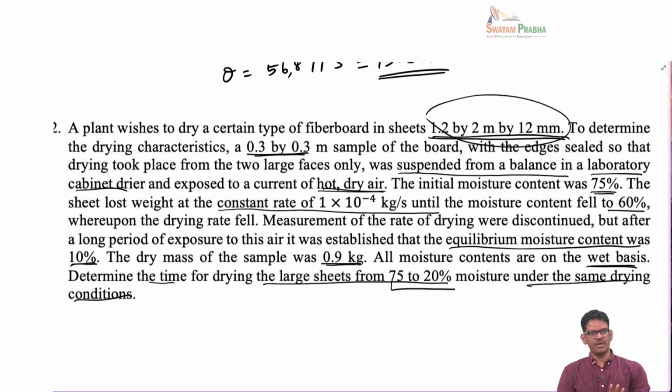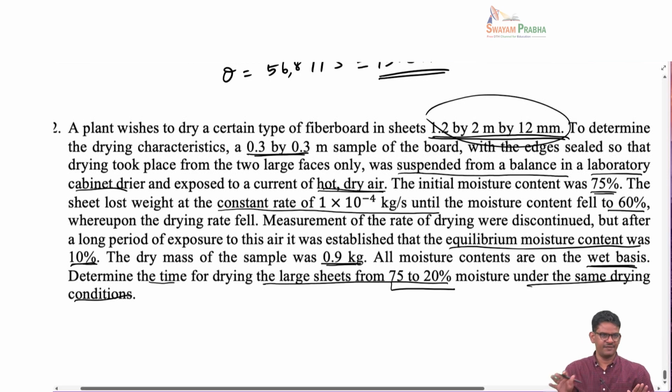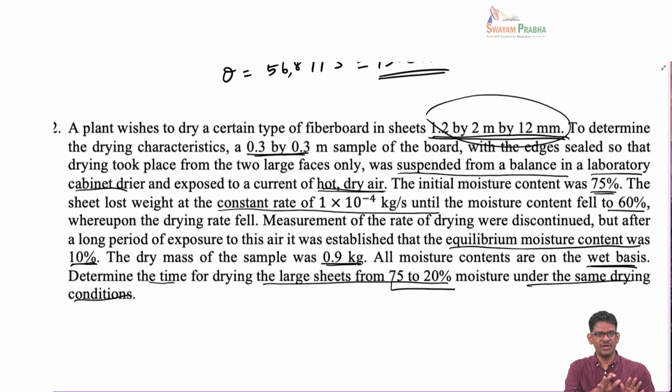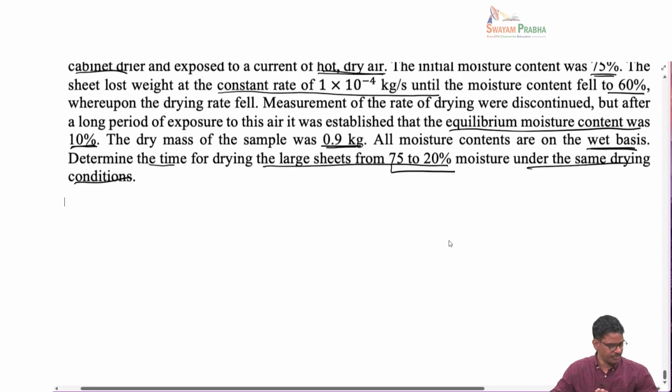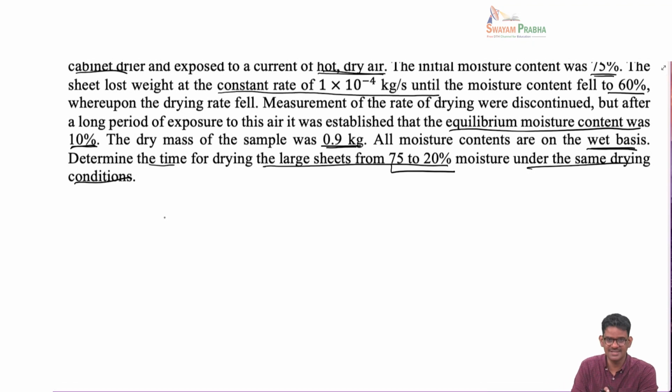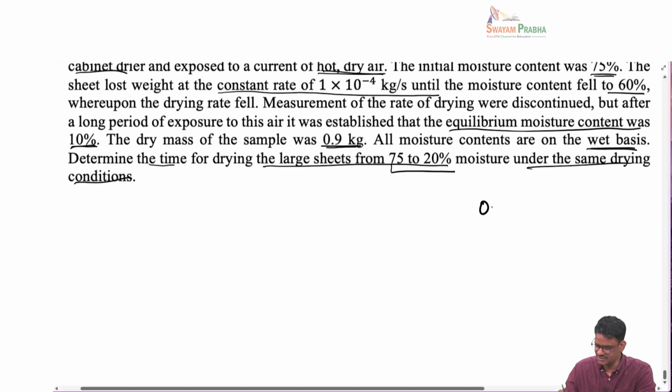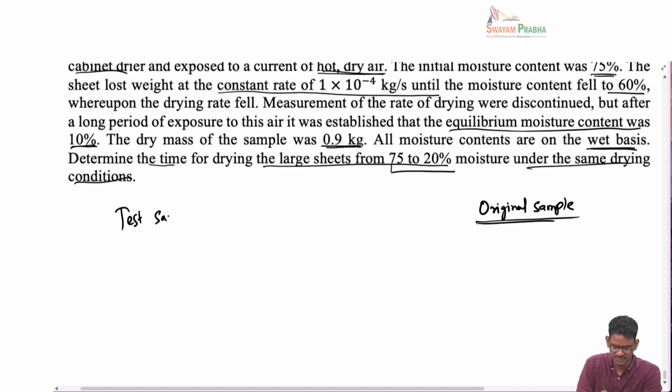Another very important thing here is to make the transition between the test sample and the actual sample. Areas are different, dimensions are different, so it's very important to look at these things separately. It's a good idea to write two things: the test sample and the original sample. This is the original larger sheet sample, and we want to find the drying time for it. Here we have the test sample. The drying characteristics were obtained from test samples.